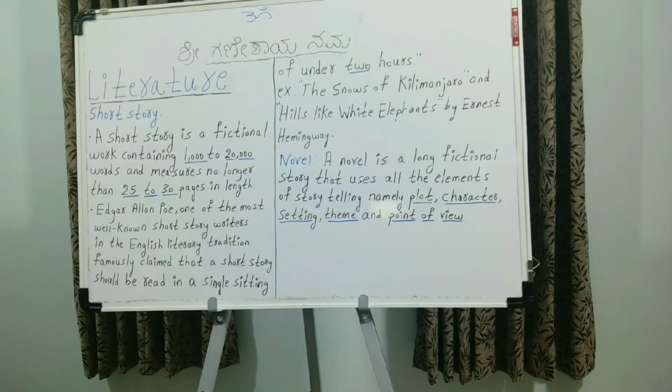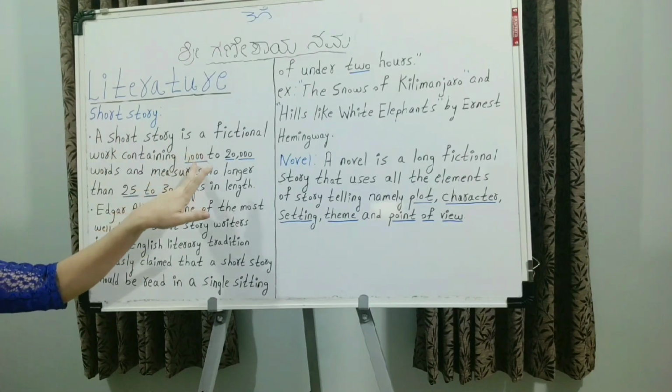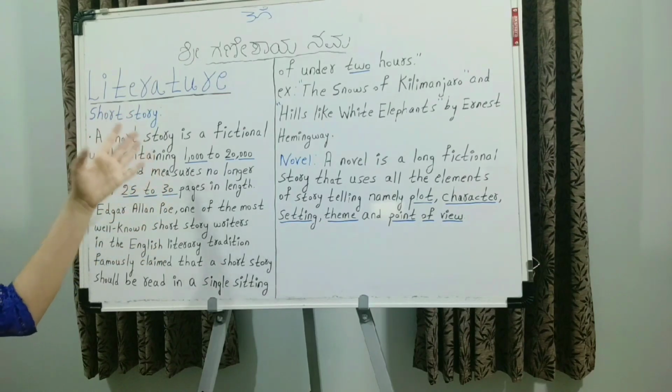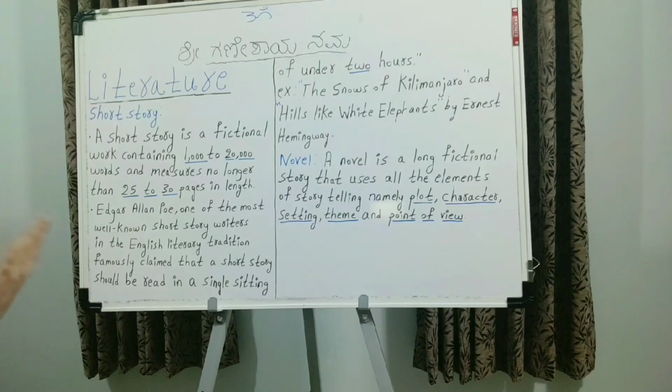A short story is a fictional work containing 1000 to 20,000 words and measures no longer than 25 to 30 pages in length. So, any fictional work, if it is to be called a short story, the words should be between 1000 and 20,000 and the length should be 25 to 30 pages. If it exceeds the required length and words, then it falls under the category of some other fictional work.